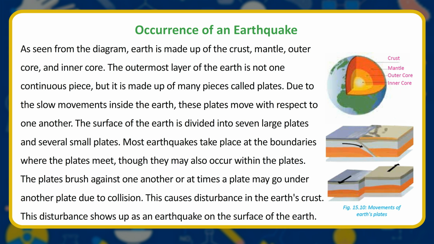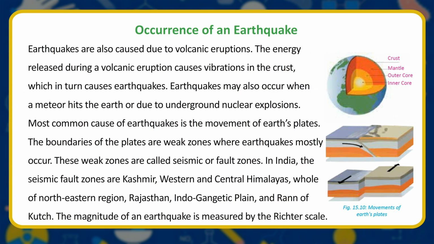The surface of the earth is divided into 7 large plates and several small plates. Most earthquakes take place at the boundaries where the plates meet, though they may also occur within the plates. The plates brush against one another, or at times a plate may go under another plate due to collision. This causes disturbance in the Earth's crust. This disturbance shows up as an earthquake on the surface of the Earth.